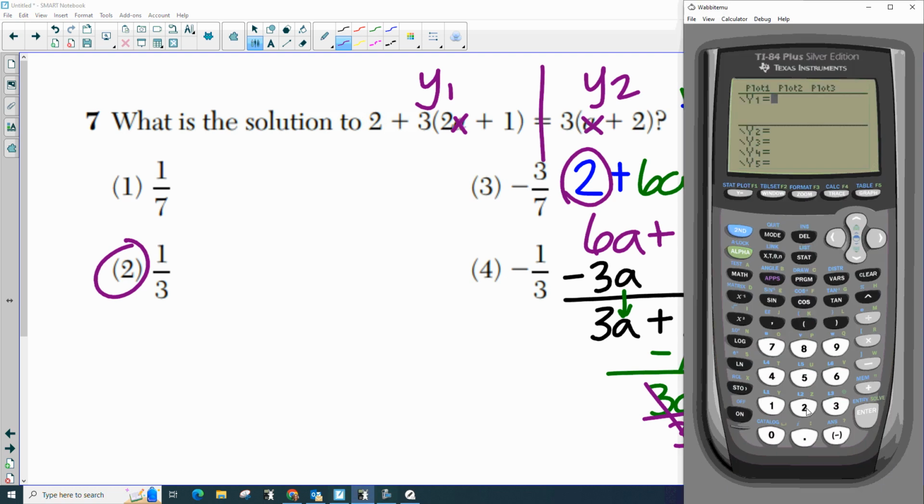All right, so y1, I'm going to put 2 plus 3, parenthesis, 2x plus 1, close parenthesis. Okay, pause the video now and type this in with me, please. Other side, 3, parenthesis, x plus 2, parenthesis. Again, pause the video if you need to and put that into your calculator with me.